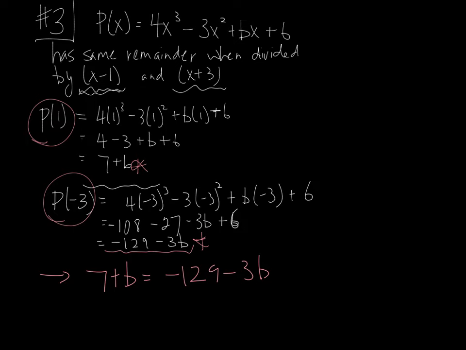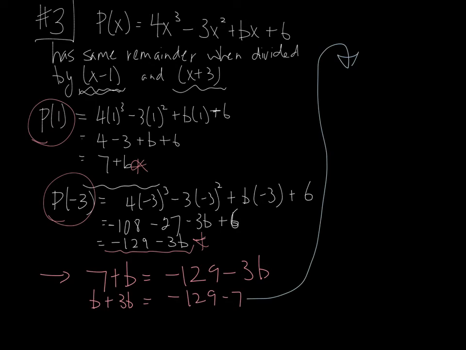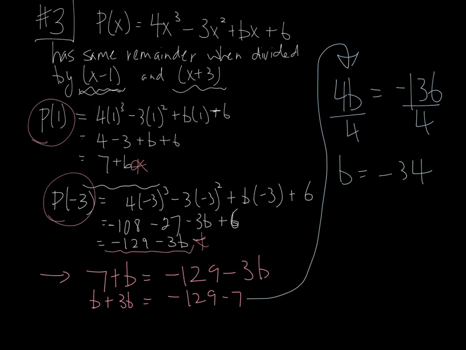I'm going to solve this equation for b. I'm going to continue to isolate b. I'm going to divide both sides by 4 to get my answer for b. So my final answer for b is equal to negative 34.